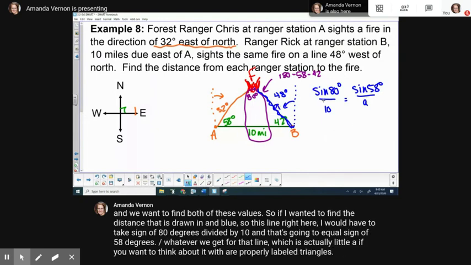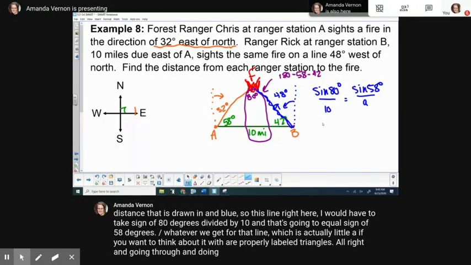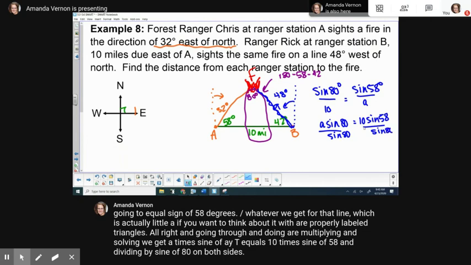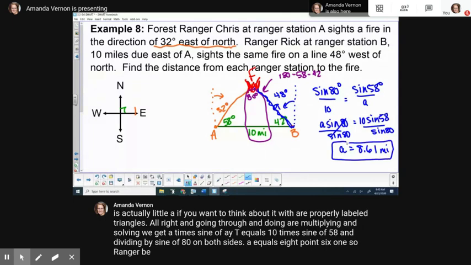All right, and going through and doing our multiplying and solving, we get a times sine of 80 equals 10 times sine of 58, and dividing by sine of 80 on both sides, a equals 8.61. So Ranger B is 8.61 miles from the fire.